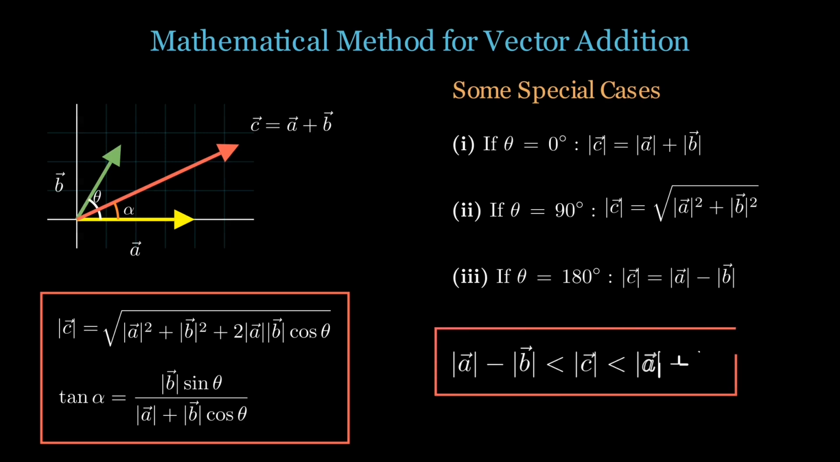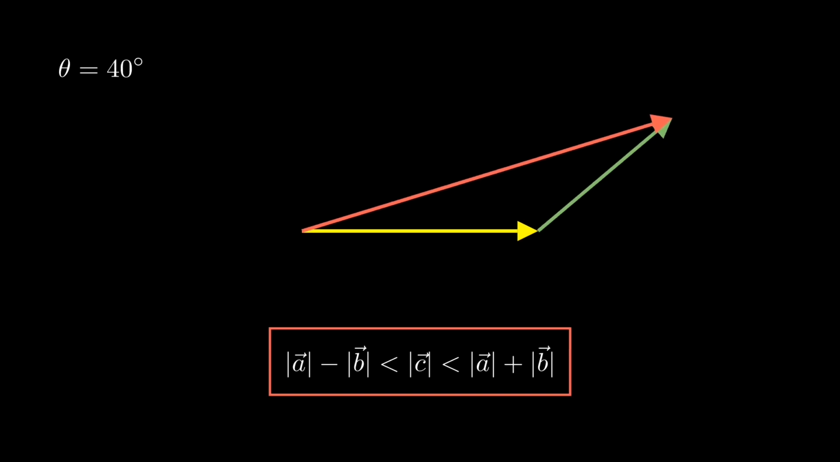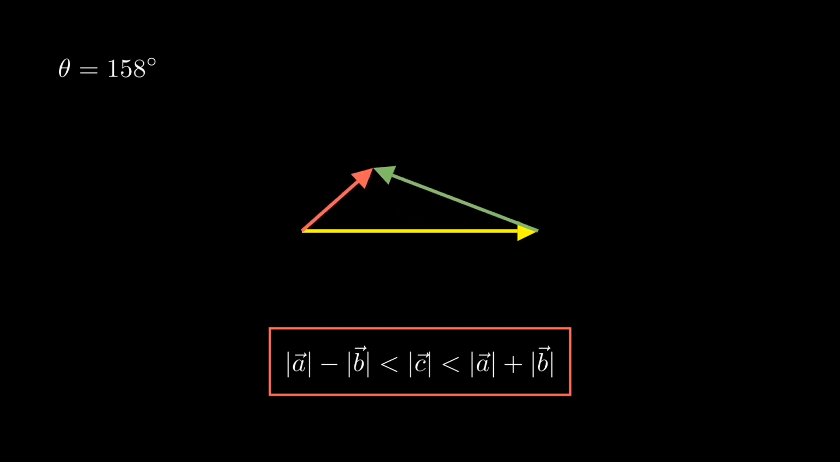Now from all these three cases, we observe that the following inequality always holds, that absolute A minus absolute B is less than absolute C, which is less than absolute A plus absolute B. This gives us the possible range for the magnitude of the sum of the two vectors, and to see it, we can animate what happens to C as we gradually change the angle theta, while keeping the magnitudes of A and B fixed. This concludes our exploration of vector addition, both geometrically and algebraically.